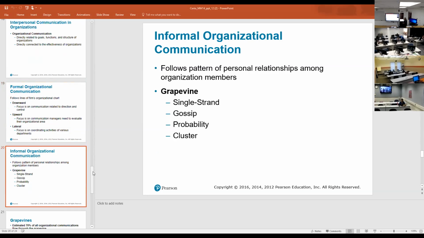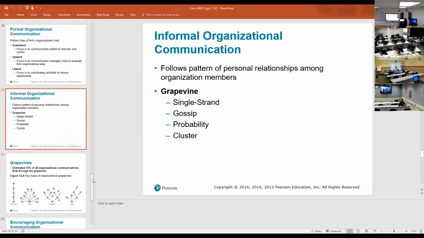Those are formal communication tools that are used. But let's look at the informal, which seems to have a great deal of influence over companies. That doesn't follow the organization chart. It follows personal relationships. All right, and I'm sure you've heard of, "I heard it through the grapevine."